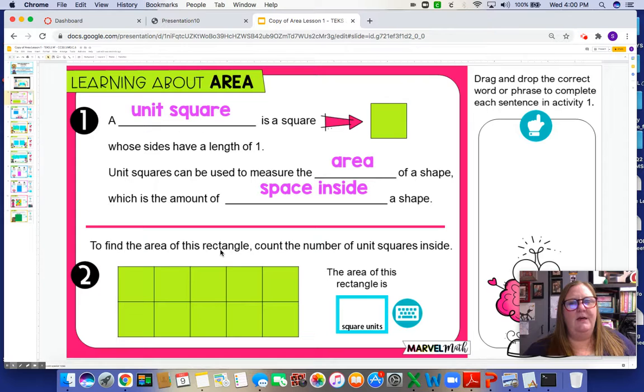To find the area of this rectangle, you count the number of unit squares inside. So remember, this green square is called a unit square. So we simply count these squares: 1, 2, 3, 4, 5, 6, 7, 8, 9, 10. So the area of this rectangle is 10 square units. And it doesn't matter what the unit is, if it's inches, centimeters, feet, yards, it's always going to have the word square in front of it. Square units.